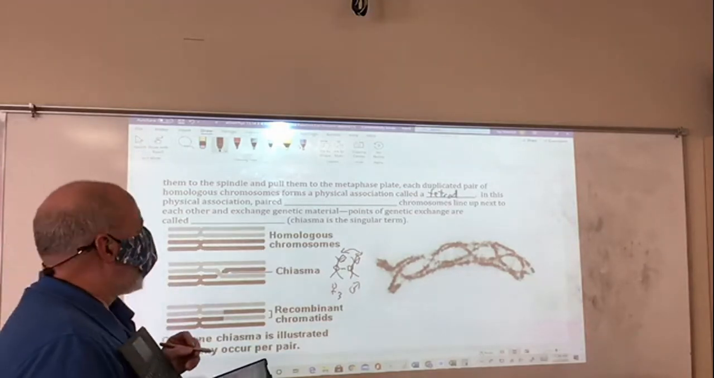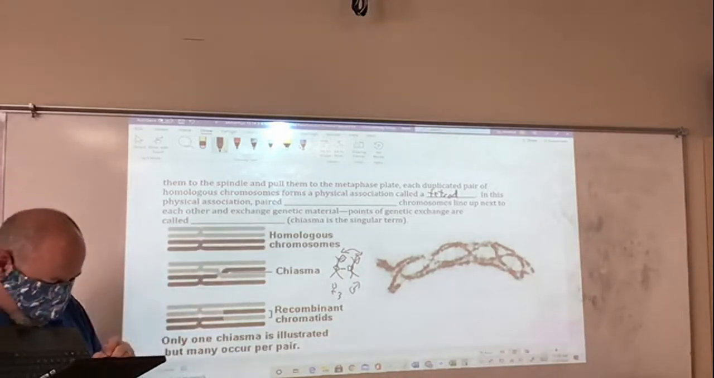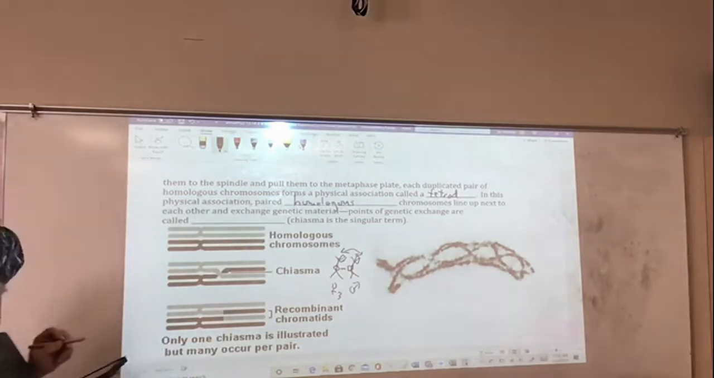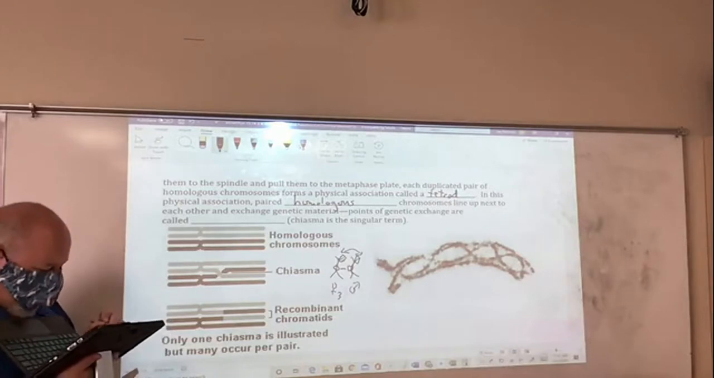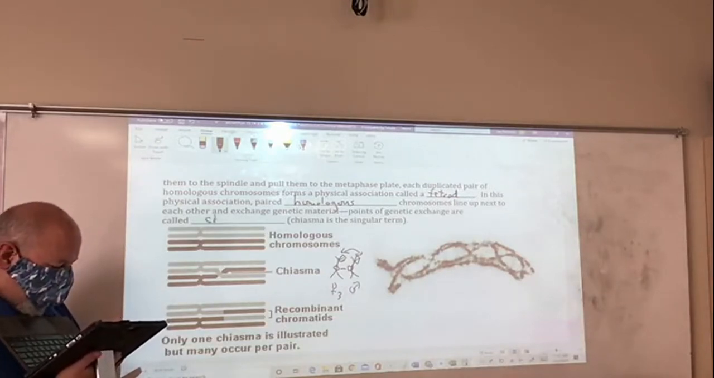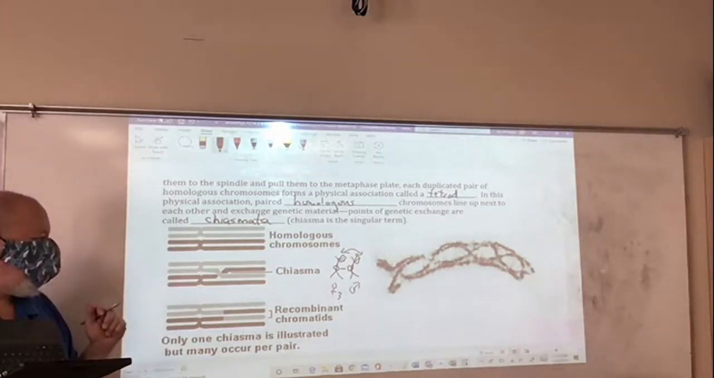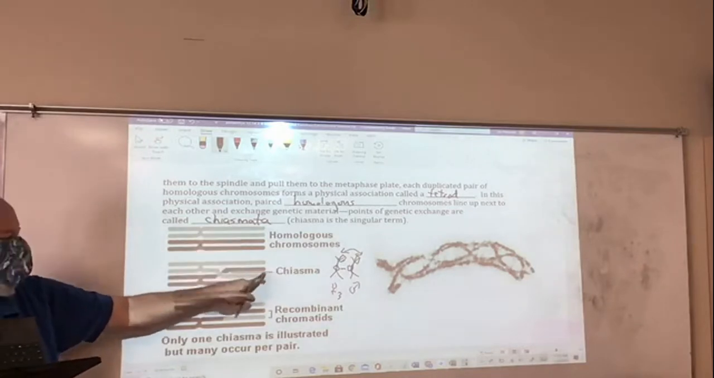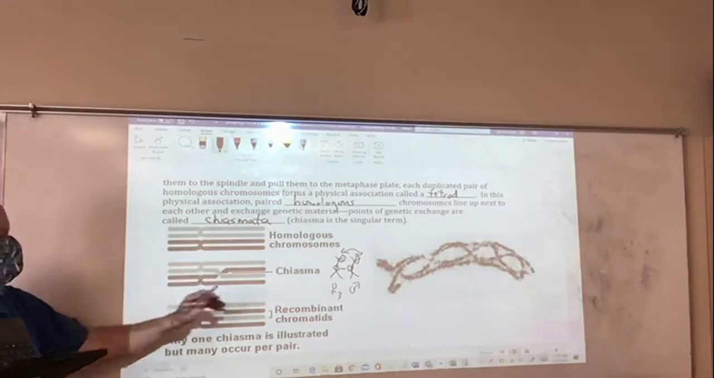Not tetrus, but tetrad. In this physical association, paired homologous chromosomes line up next to each other and exchange genetic material. Points of genetic exchange are called chiasmata. Okay, where I am exchanging genetic material. Chiasmata is the plural term, chiasma is the singular term. So this point of exchange right here is called a chiasma.